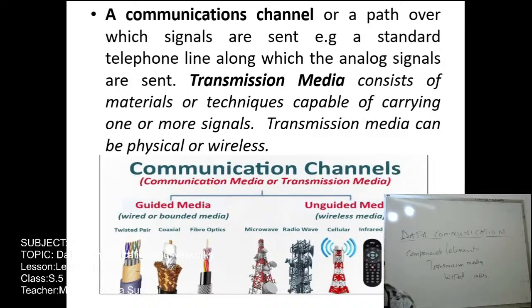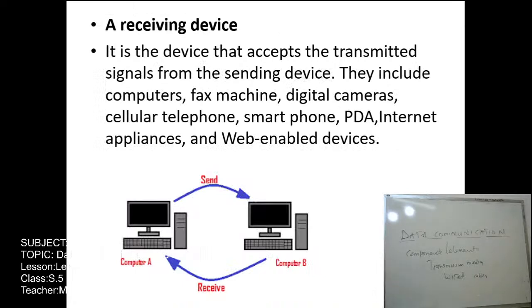Let us move on. We look at another component. It's called the receiving device. The receiving device, we are saying, is the device that accepts transmitted signals from the sending device. I have used a very good example in the beginning of computer A and computer B. We agree that computer A in this scenario is the sending device. And let us say computer B is the receiving device. So computer B, which is in charge of accepting signals that are coming from computer A, is the receiving device. I think you can see it very well on my illustration.